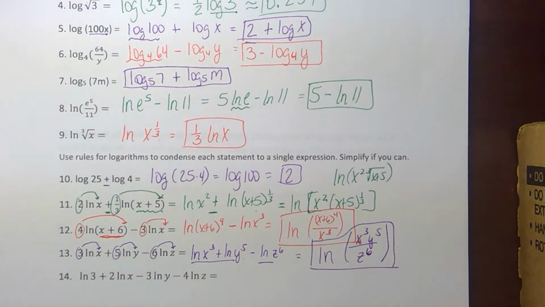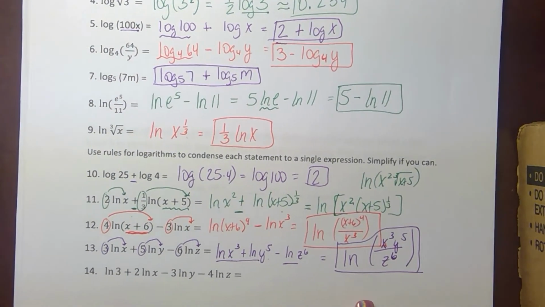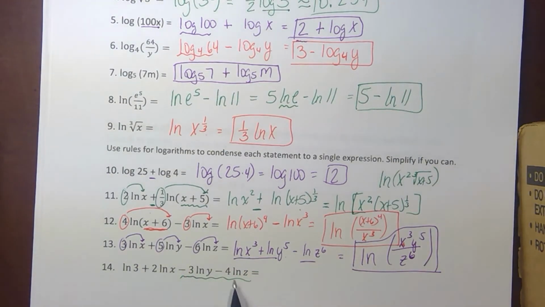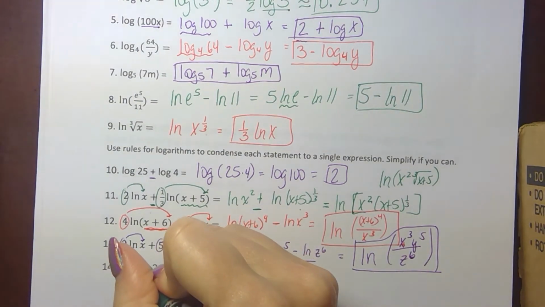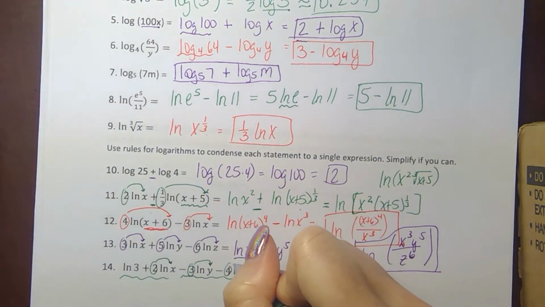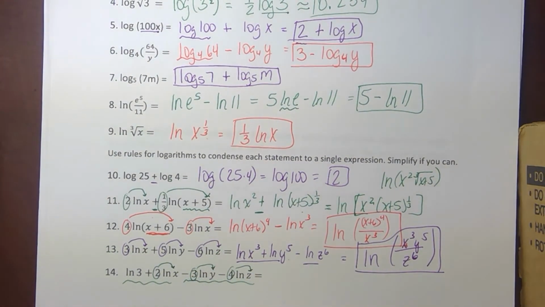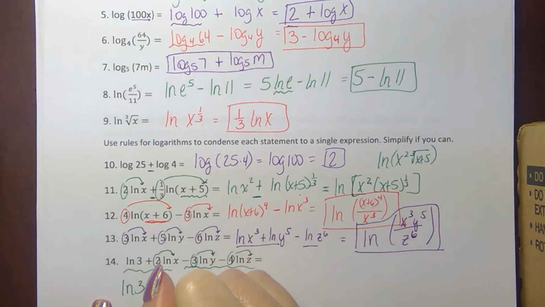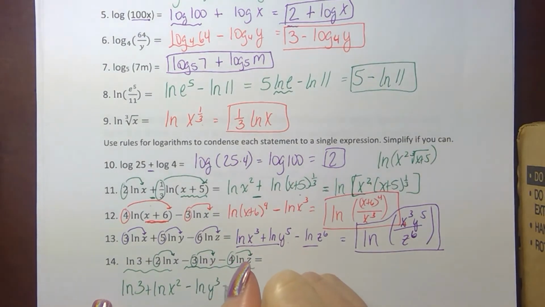Okay, and we got another long one. This has 4 separate statements. Notice both of these statements are being subtracted out. So in the end, those 2 things are going to go in the denominator. These 2 things are going to be in the numerator. I don't have a power rule to apply to the first statement. I have one on the second, one on the third, and one on this final statement. So let's go ahead and just write this out as natural log 3 plus natural log x squared minus natural log y cubed minus natural log z to the fourth.